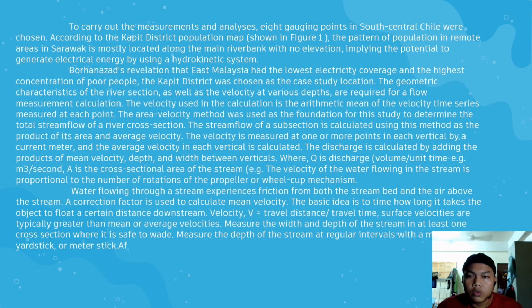The basic idea is to time how long it takes the object to float a certain distance downstream. Velocity, V, is equal to travel distance per travel time. Surface velocity is typically greater than mean or average velocity. Measure the width and the depth of the stream at least at one cross section where it is safe to wade. Measure the depth of the stream at regular intervals with a yard or meter stick.